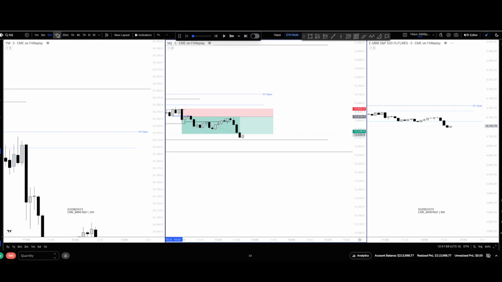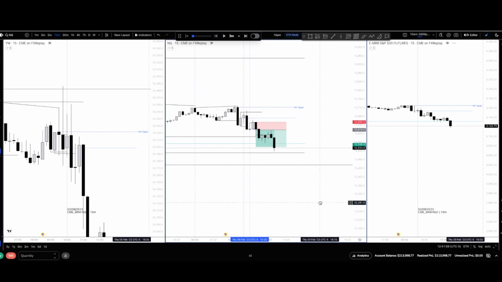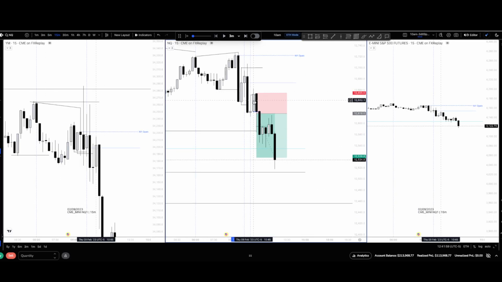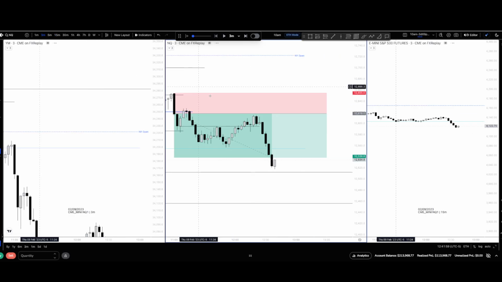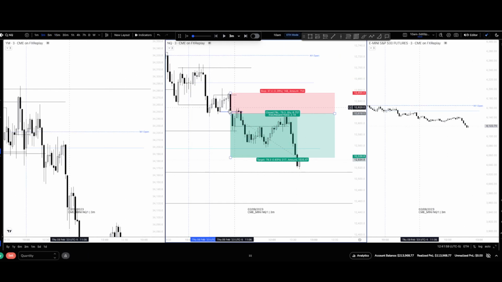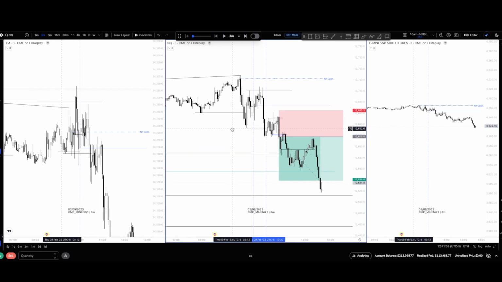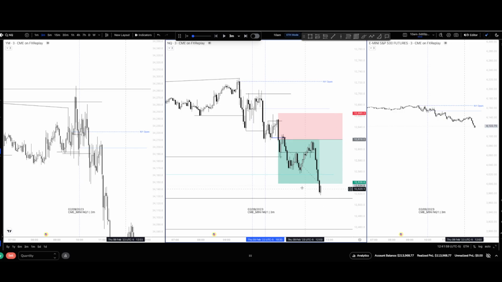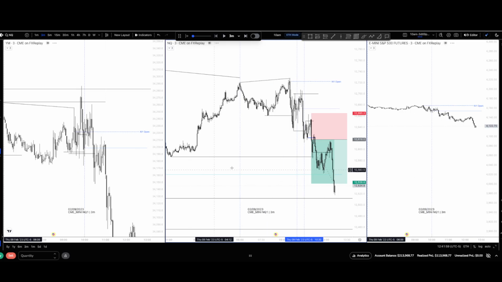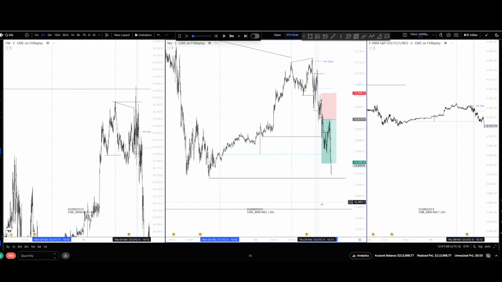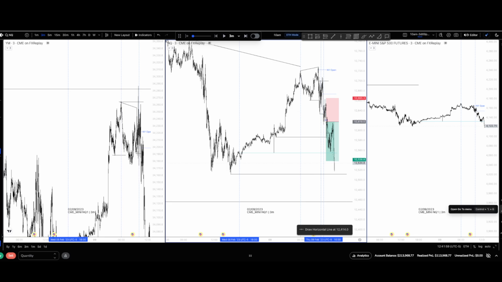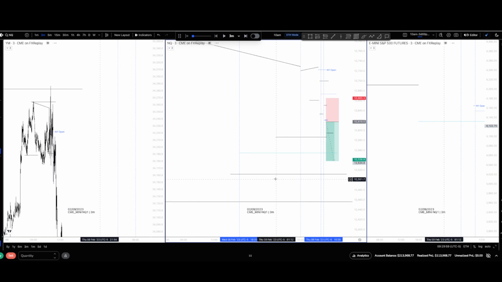And ultimately, all I waited for as an entry signature is just that 15-minute C2. We didn't really get that. We did get a C3 though, so that counts enough for me. And yeah, we just jumped in off of there, anticipating for this gap to hold and the OB to hold, as well as we have expanded, retraced, expanded, retraced, and so on and so forth. And that's basically that trade there. All right, cool. Moving on to the next.